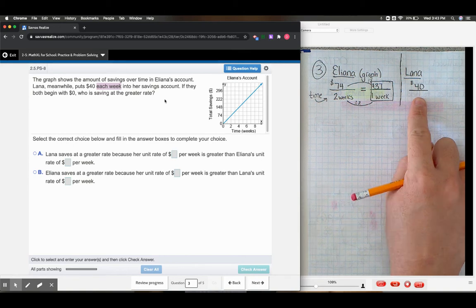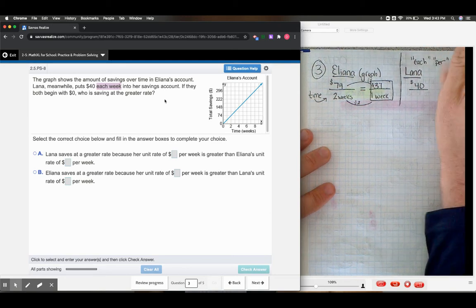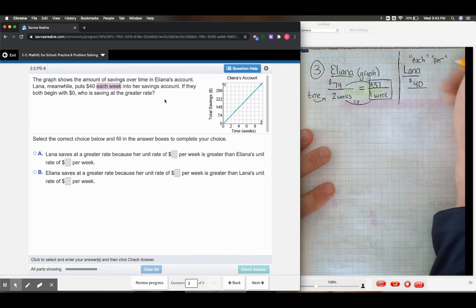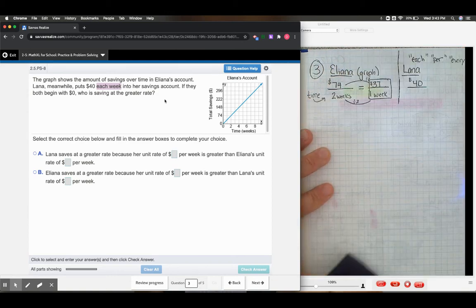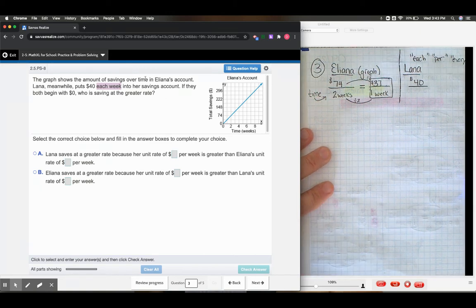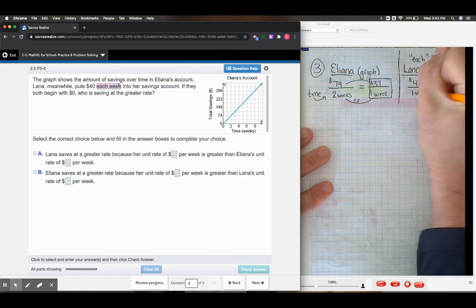So you've got to be careful, readers, and look out for these keywords. Each, per, not like the purr from a cat, but per, P-E-R. And also another keyword that they'll use a lot is every. $40 each week, $40 per week, $40 every week. Notice how the week is singular, meaning 1 week, each week. So the number we're going to put down the bottom is actually 1.